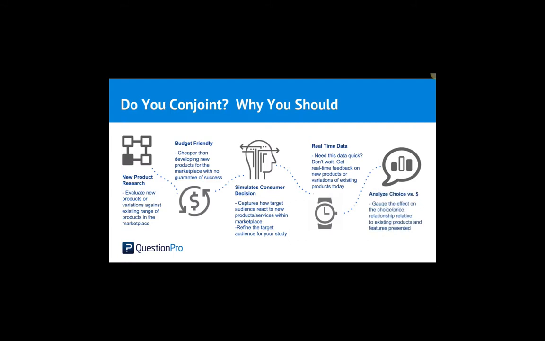And last but not least, you can also analyze the choice versus the dollars. So what that means is basically looking at the different attributes among conjoint to gauge the effects of different choices among the price and what the cost of overhead is relative to potential revenue and market share that you're looking to grow in.